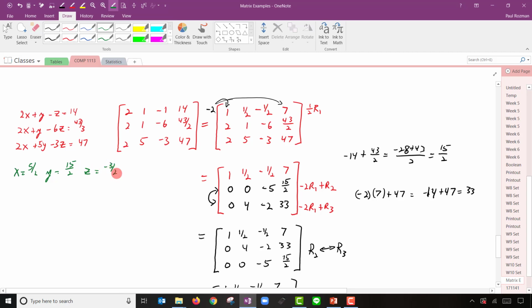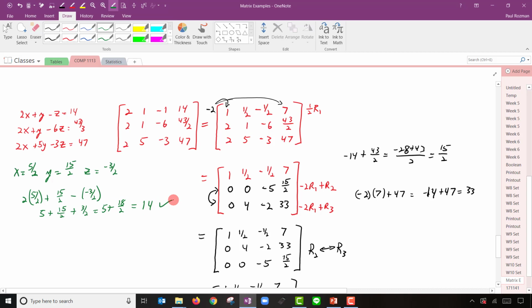Now you have your calculator, so on a test or something, you could answer this or check this quicker, right? I'm just going to plug these values into all three equations. So 2 times 5 halves plus 15 halves minus negative 3 halves. And hopefully this ends up equaling 14 because I'm using the first equation. So we get 5 plus 15 over 2 plus 3 over 2. So 5 plus 18 over 2. So 5 plus 9 is 14. And the first equation checks out.